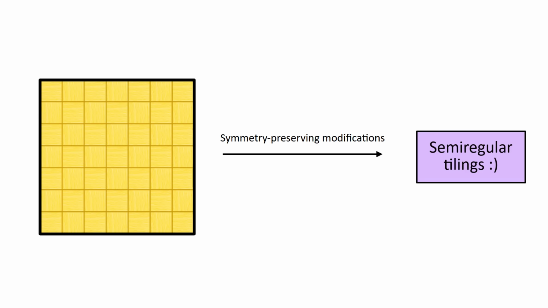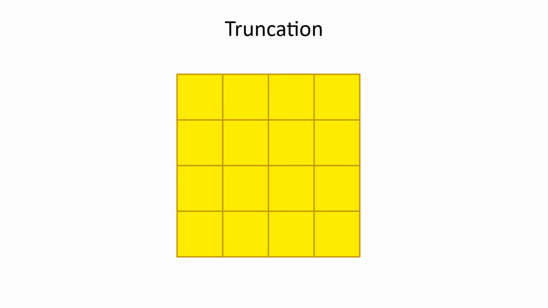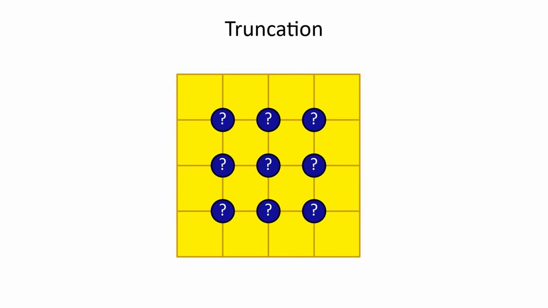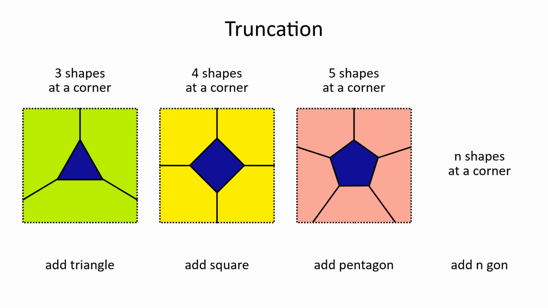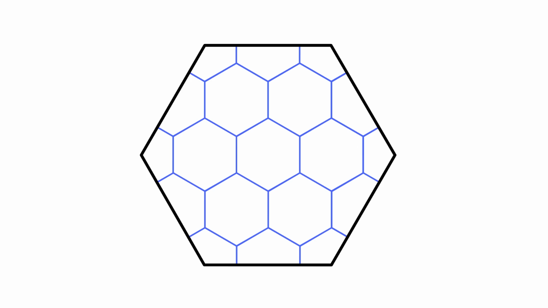Specifically, we can make use of the existing symmetries of the regular tilings and make modifications to them. The main important operation is truncation. Basically, you take a tiling and add more tiles in the corners. The shape you add will depend on how many shapes meet at each corner. For example, the hexagonal tiling has 3 shapes per corner, so the new shape will be triangles.